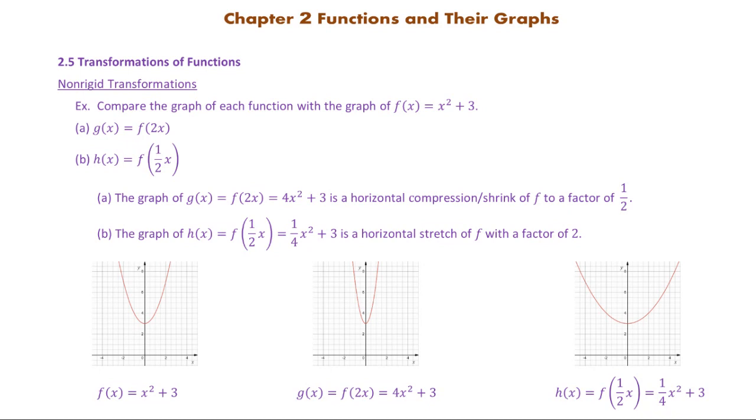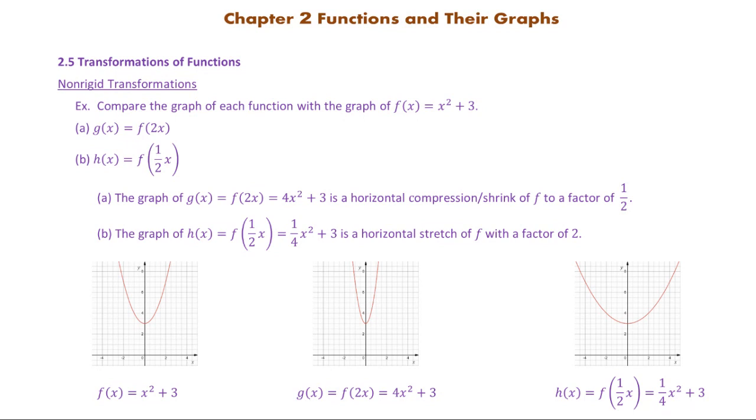So the graph of g equals f of 2x, which is, if you replace x by 2x, you get 2x squared, which is 4x squared plus 3. In the end it is a horizontal compression or shrink of f by a factor of 1/2. So you squeeze it horizontally.